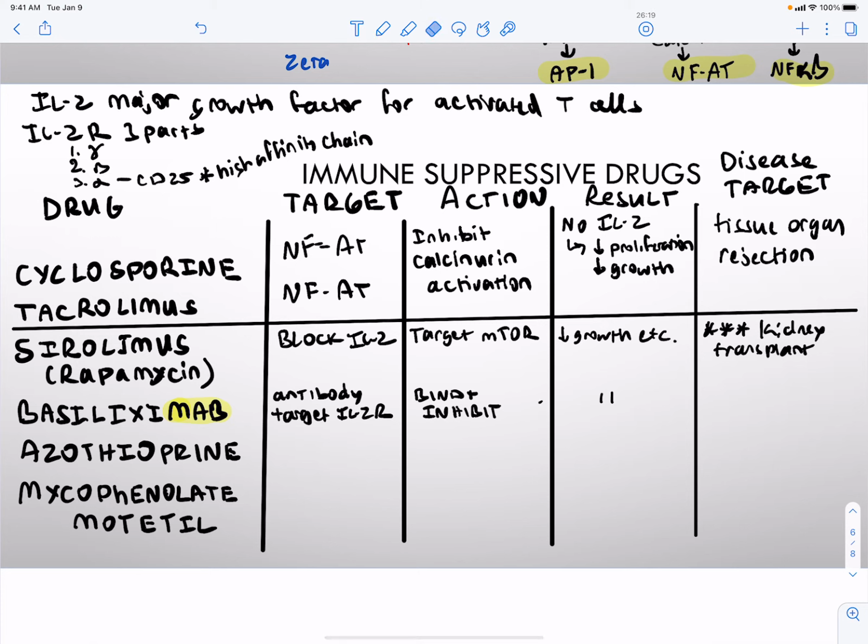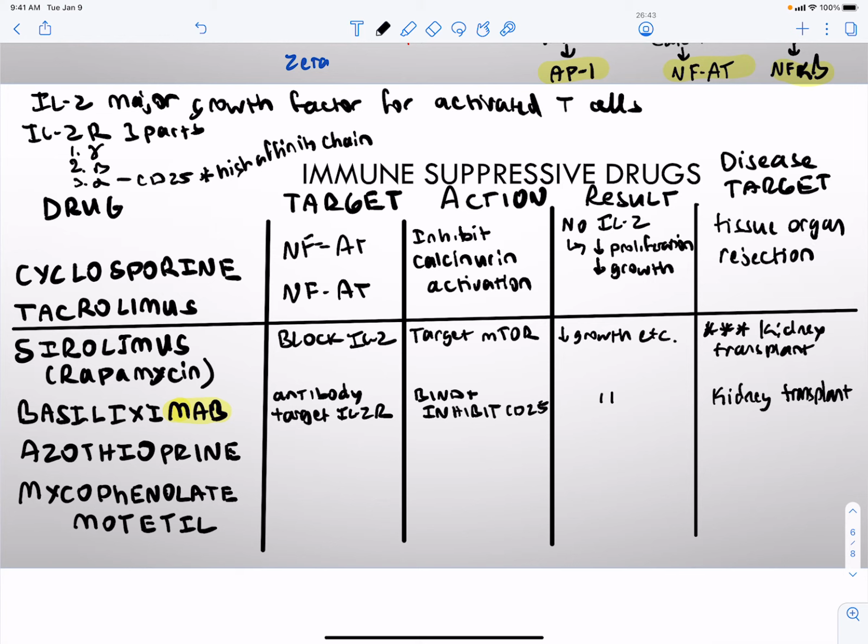Sorry, I want to make sure you can read that. And so it's, again, kidney. Now, this is not used alone. It's going to be used along with a combination of drugs, but it's been approved for use for preventing kidney transplant rejections.